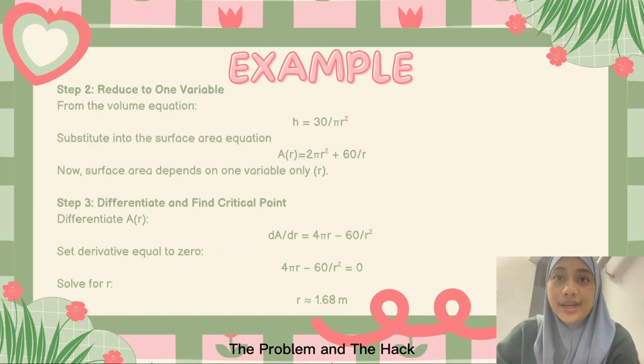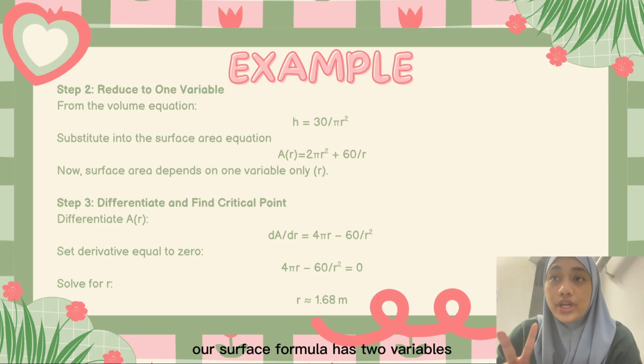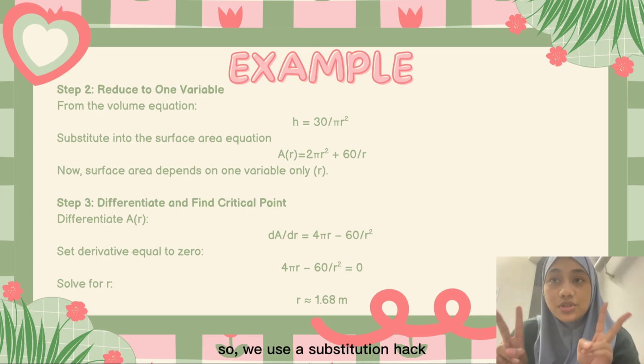The problem and the hack. Here is the catch. Our surface area formula has two variables, radius and height. That's a nightmare to solve, right? So, we use a substitution hack.